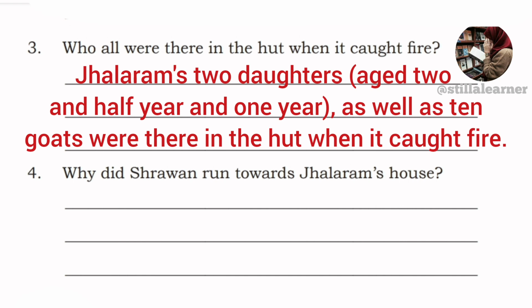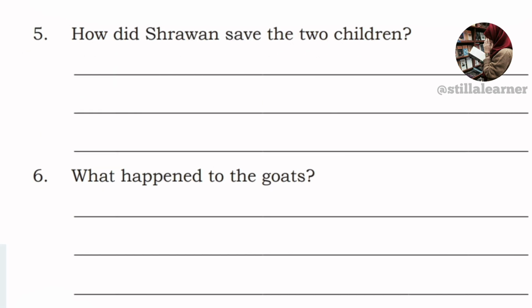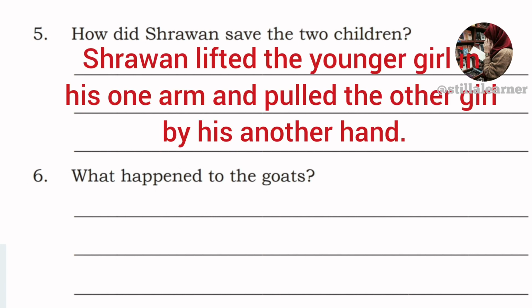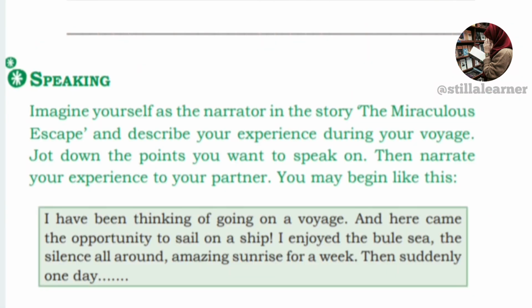Fourth question is, why did Shravan run towards Jalram's house? Shravan ran towards Jalram's house because he saw smoke coming out of the hut. Okay. Next, fifth question is, how did Shravan save the 2 children? Answer, Shravan lifted the younger girl in his one arm and pulled the other girl by his another hand. So sixth question is, what happened to the goats? Answer, goats died in that fire. Okay. Next we have speaking part.